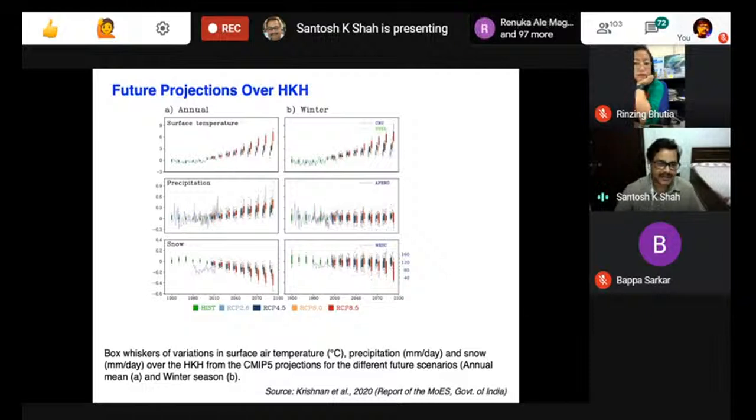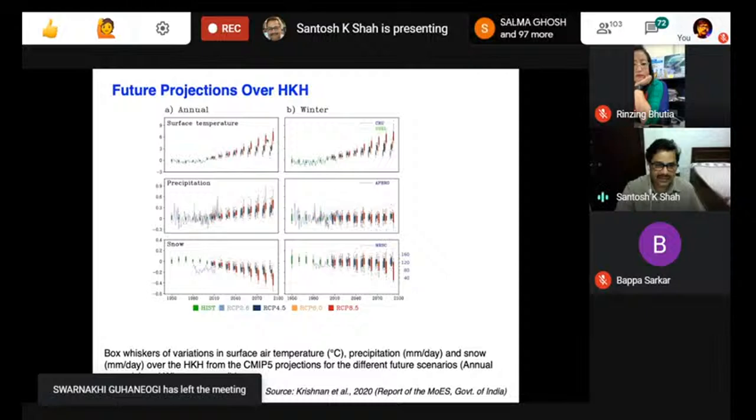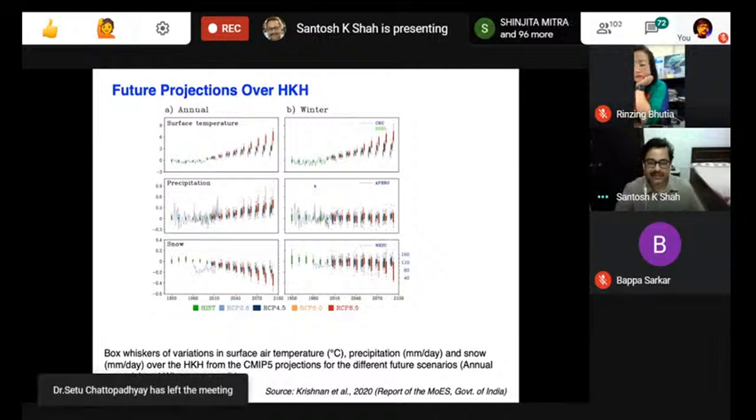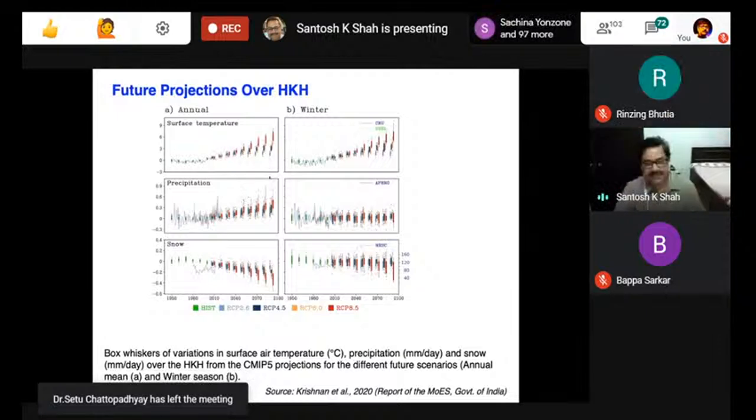So based on different parameters like temperature, precipitation, and snow pattern, they have modeled the climate. Up to this point is the present, and all these bars are called a box and whisker plot. This is showing that the surface temperature is continuously rising, and it is compared for the annual and winter seasons. The winter season is more alarming, as the temperature rises to a higher level in winter.